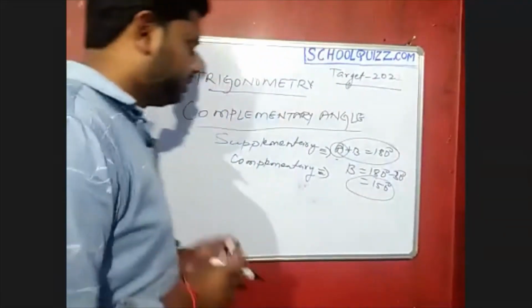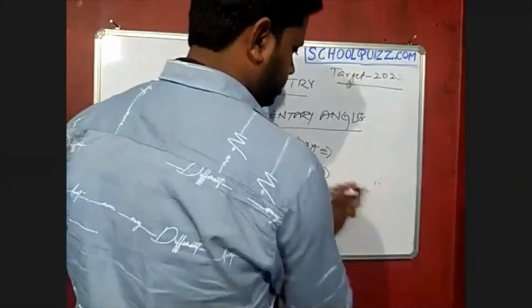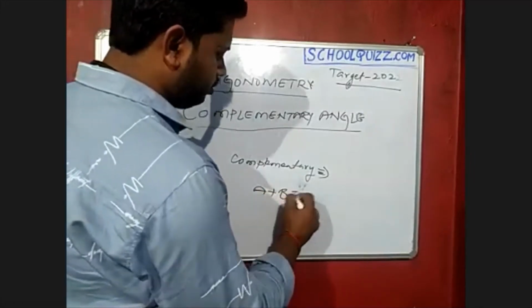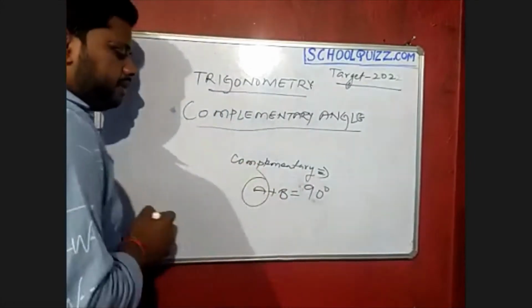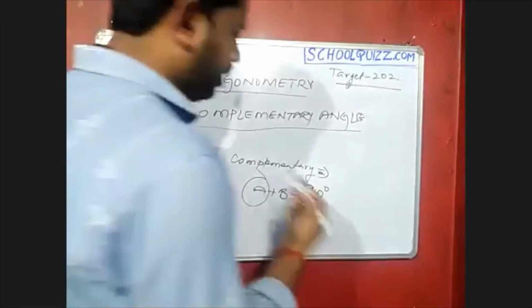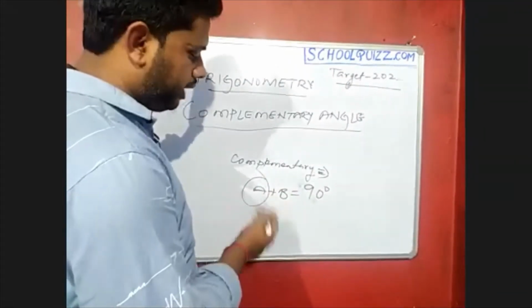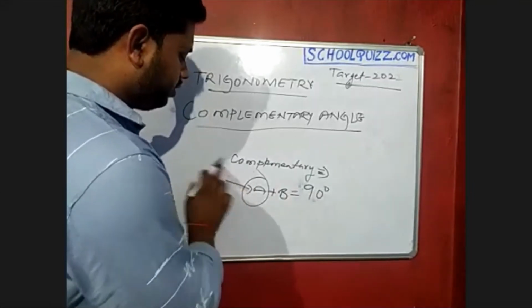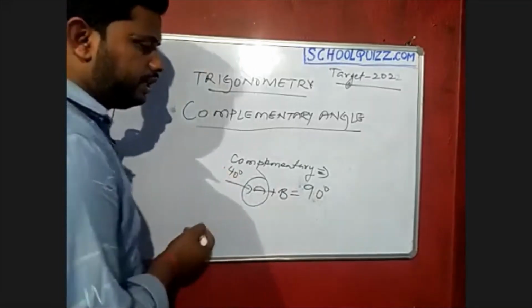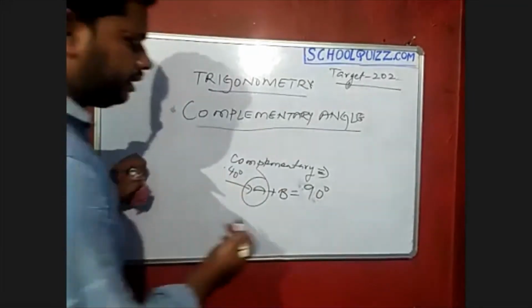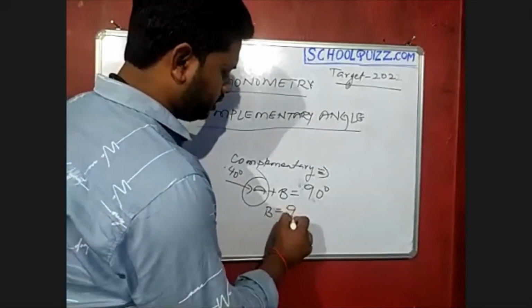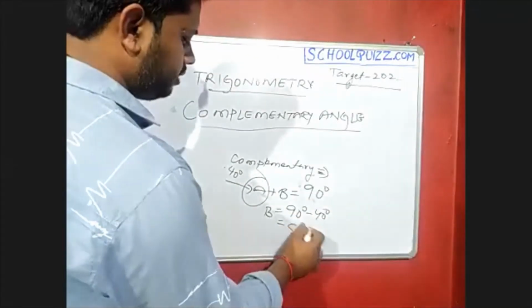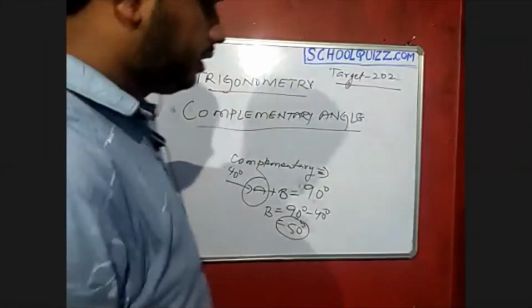Similarly, like supplementary angles, there is the topic of complementary angles, which is a pair of angles whose sum is 90 degrees. If I know angle A equals, suppose, 40 degrees, and I want the complement of angle A, which is B, it is nothing but 90 minus 40, so 50 degrees. So the complement of A is 50 degrees.